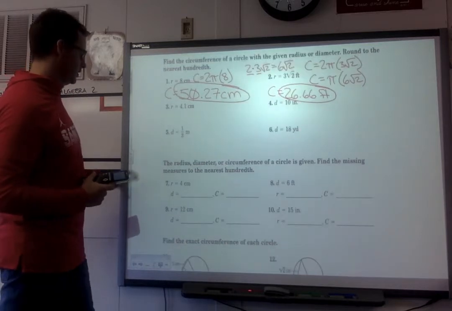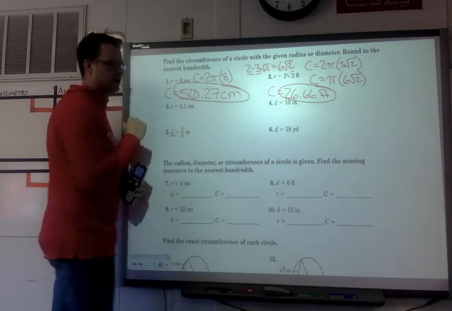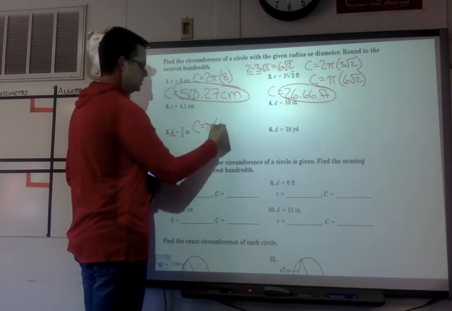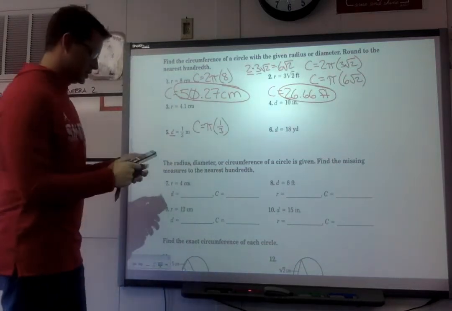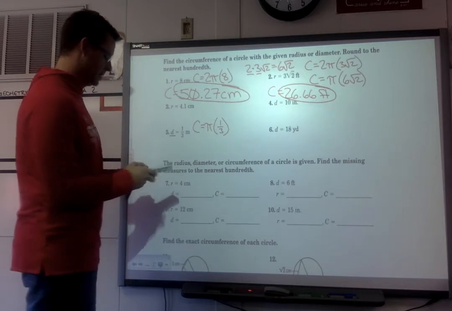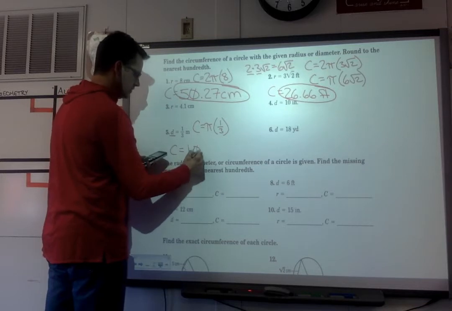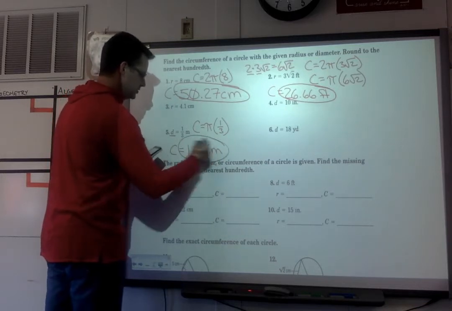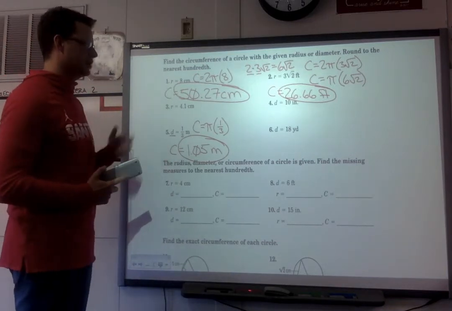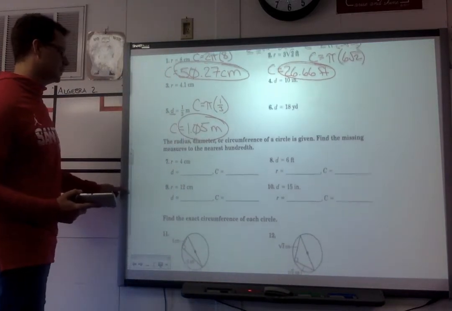Let's go ahead and do one more. Let's take a look at number 5. Here we're given the diameter, so we're going to use circumference is equal to pi times diameter. So circumference equals pi times 1/3. So I'm going to go ahead and do 1 divided by 3, multiply that by pi, and I would get my circumference of 1.05 meters. So again, for the most part, review there, finding circumference, but throwing in a little bit of what you've learned this year with square roots and things like that.